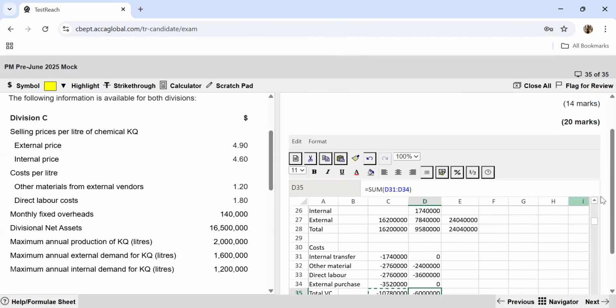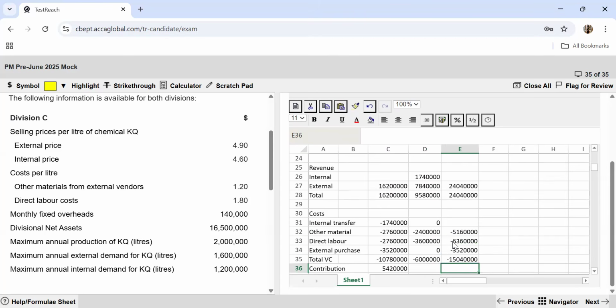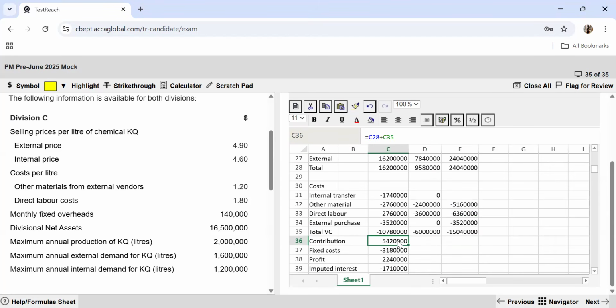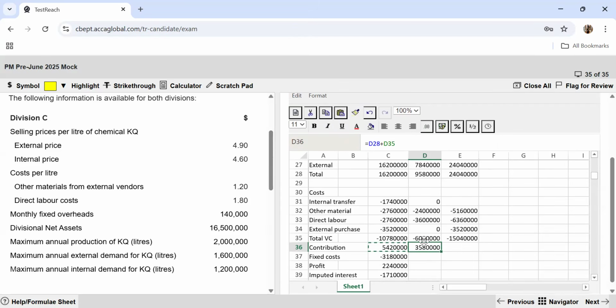Now, I can show the total workings for the company as a whole. Also, for J company, internal transfers are not shown. Other material, I will total up. I will also total for my direct labor. I will also total for my external purchases. So the cost of the company is going to look something like this. So this is the total cost that we show for J company as a whole. Now talking about the contribution, you can copy paste this formula. Contribution is going to look something like this. This is what the contribution is going to look like for J company as a whole.